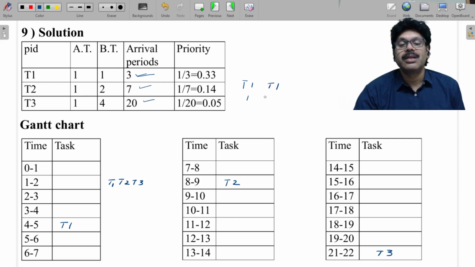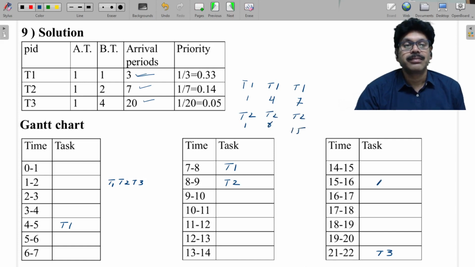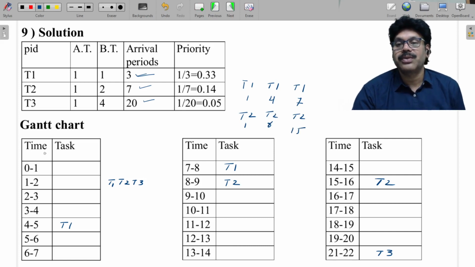T1 will come again at 1 plus 3, which is 4. Again T1 comes at 4 plus 3, which is 7. Again the same story: T1 has come at 1, and T2 will come at 1 plus 7, which is 8, and then again at 15. That's it. Let us execute.